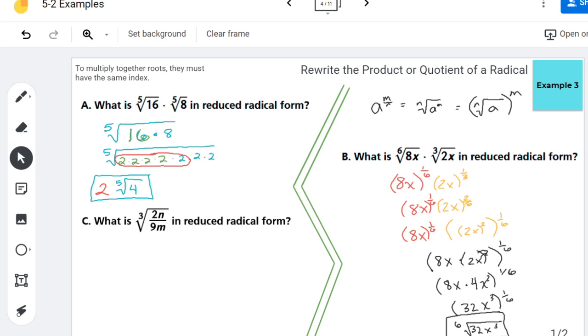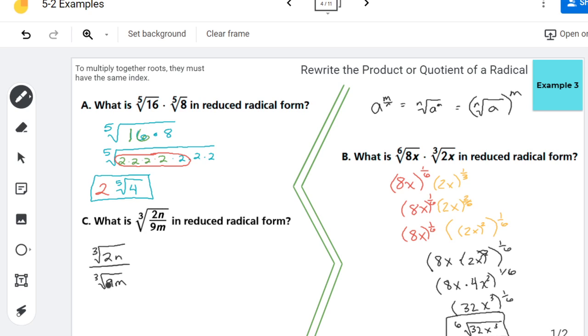So, remember how on our, I don't know, a couple of examples ago, we were saying you could split up a radical? If you have this division here, I could turn this into the cube root of 2 to the 2n over the cube root of 9m.